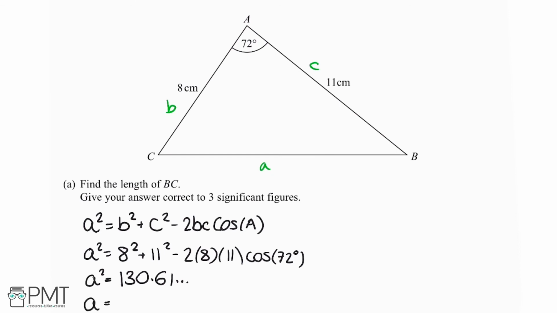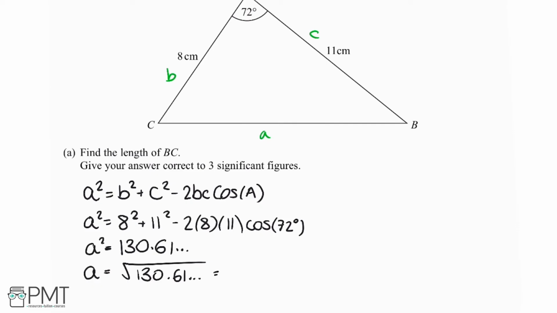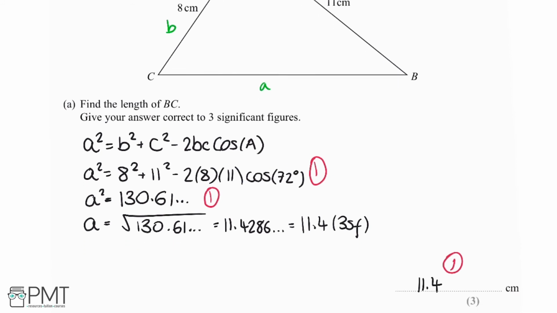So a is going to equal the square root of 130.61... Now if we keep the big long number with all the decimal points stored in our calculator using the answer button, we can do square root of answer, giving us 11.4286... And we want 3 significant figures, so that's going to be 11.4. So we get 1 mark here for starting to use the cosine rule, 1 mark for working out the value of a squared, and 1 mark for the correct answer of a to 3 significant figures.